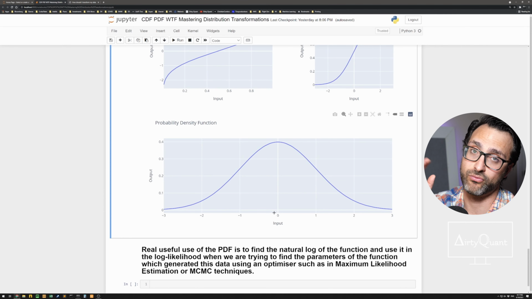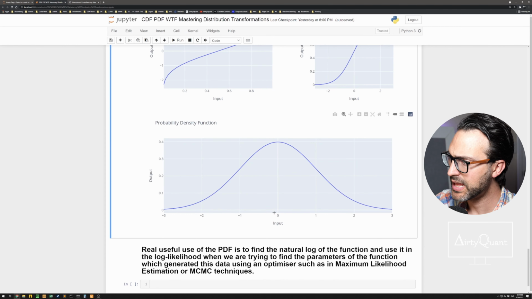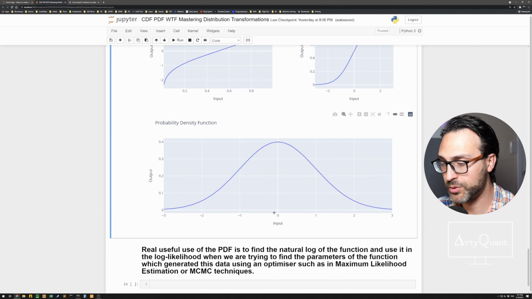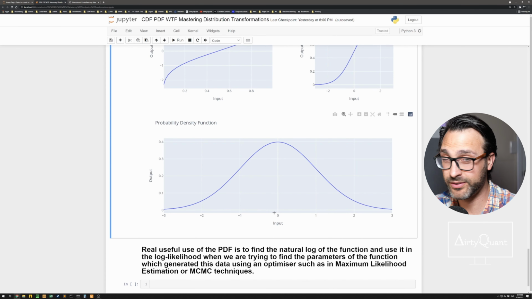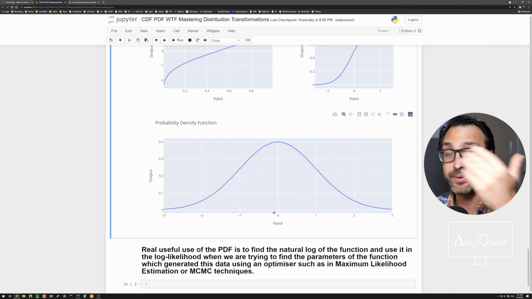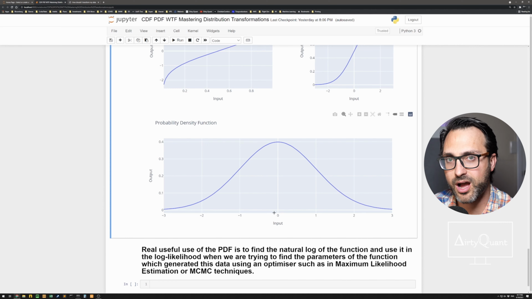Where the PDF really comes in is if you find the log or natural log, ln, of the function, you can use it in what's called the log likelihood. And then when we're trying to find parameters, in which function generated it, this is where it comes into things like optimizers, and they use something called maximum likelihood estimation, or you can use it in MCMC, which I'm a big fan of. And that's where the PDF comes in, because I'm just going to feed it values and it's going to return to me higher or lower.